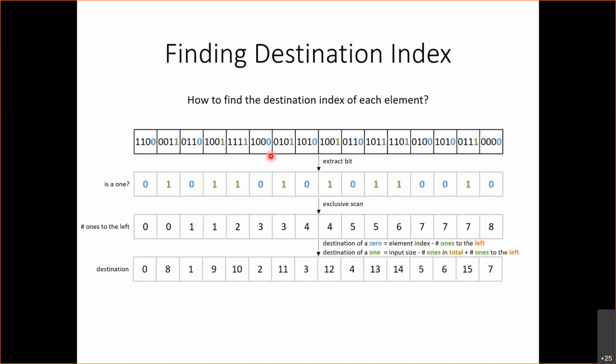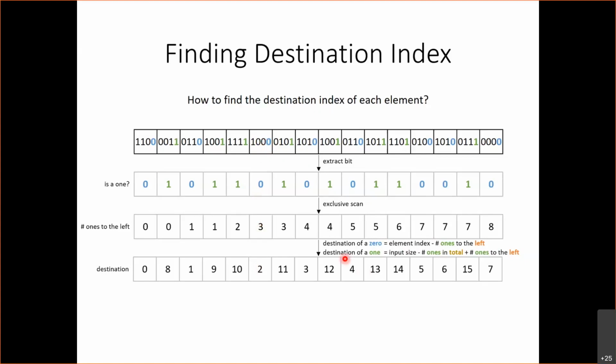So for example, this zero element is going to be the index of this element, which is 5, right? 0, 1, 2, 3, 4, 5, minus the number of ones to the left, which is 3. So that's how I find out that the destination of this element is 2. Okay, same thing for all the other zero elements.